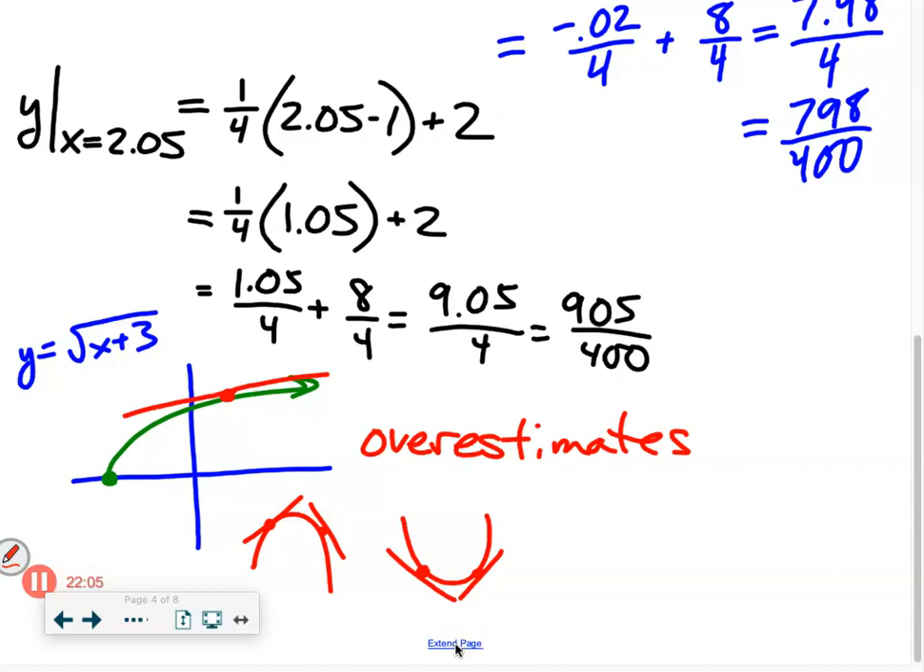So yes, Alex. What are the benefits of doing this estimation? It allows you to evaluate very quickly, you could find a ton of function values if you didn't have a calculator without having to do a terrible amount of calculations, right? I wouldn't off the top of my head know the square root of 2.05, but I know I could plug it into the tangent line without too much trouble.